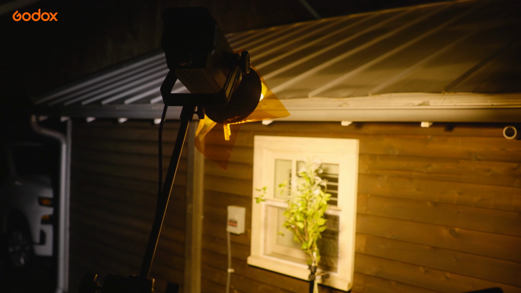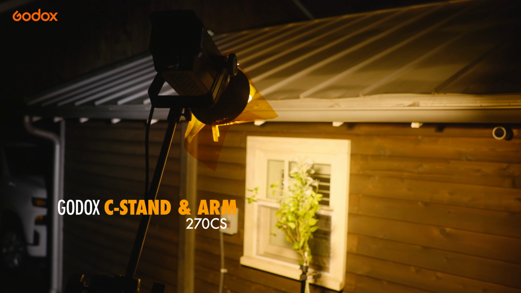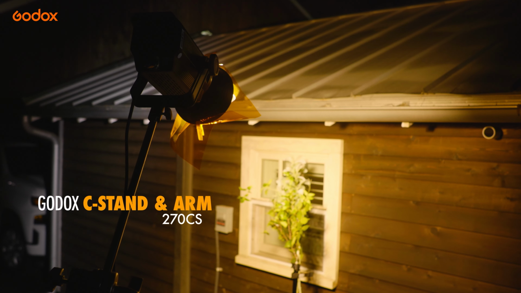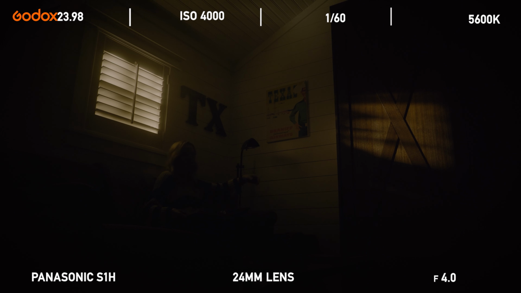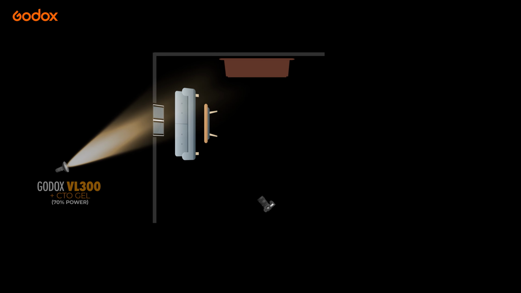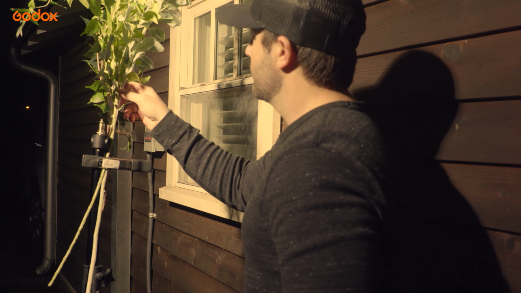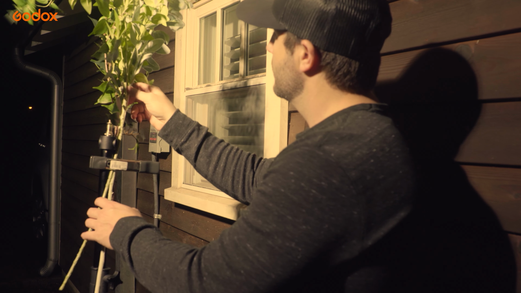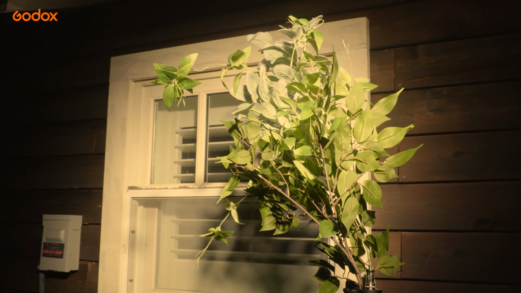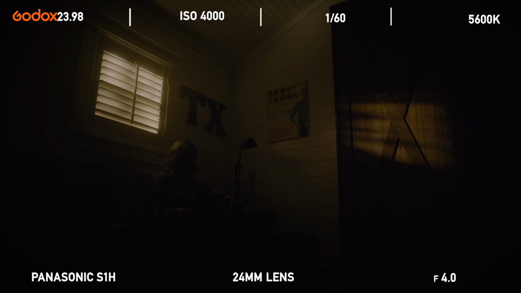I used the Godox C-stand and arm to place the light very high up. I also angled it downward, pointing it directly at the window. The VL300 is extremely bright and does a great job of mimicking the sun. I set this light to 70% power. To help with realism, I clamped a few artificial tree leaves to a light stand to help create some additional shadows. This helps the artificial sunlight look a little more natural as it spills inside the window.